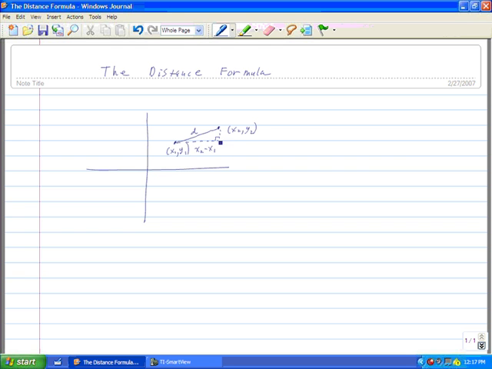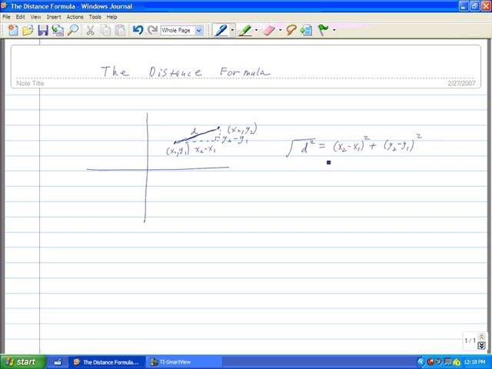Now, the vertical side starts at a y value of y1, stops at a y value of y2, so its length would be y2 minus y1. Now, since the hypotenuse here is the distance we want to measure, we can say that hypotenuse squared, which we are calling d squared, is equal to the x2 minus x1 quantity squared, which is one of the legs, plus the y2 minus y1 quantity squared, which is the other leg.